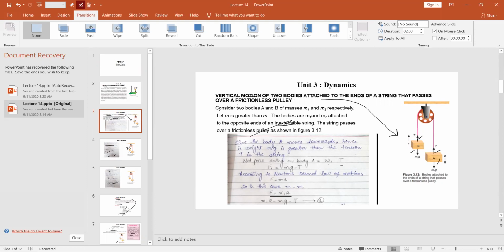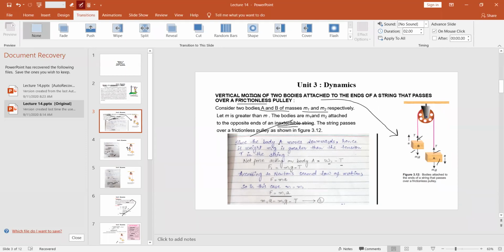Now we just start reading from here. Consider two bodies A and B of masses m1 and m2 respectively, right? You see the two bodies present over here, and we name them: one mass is m1 and the other mass is m2. We have seen that m1 looks heavier than m2, so the mass m1 is greater than m2. They are attached to the opposite ends of the string, and the string must be inextensible, right? The string passes over a frictionless pulley.